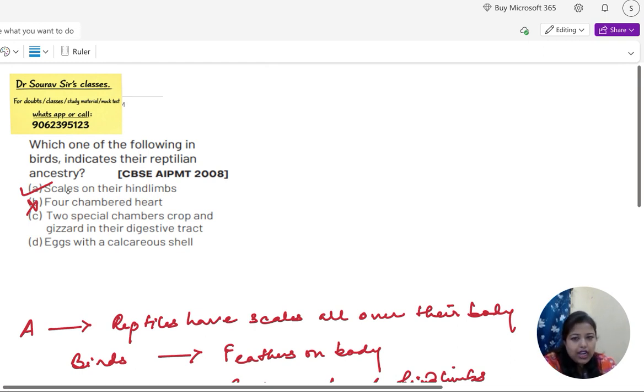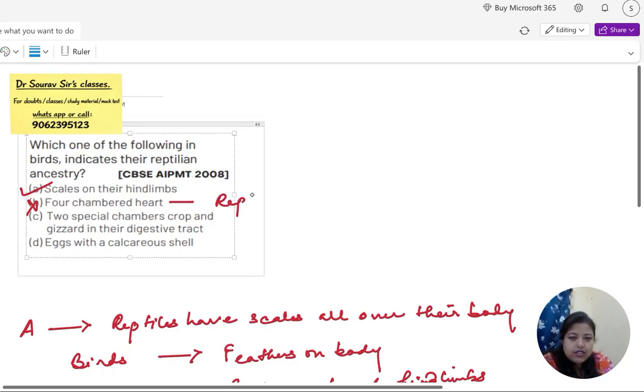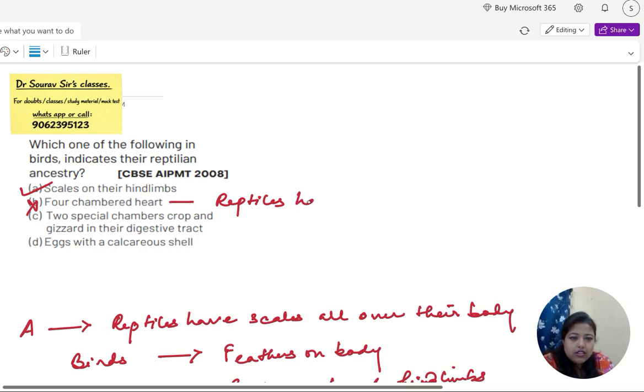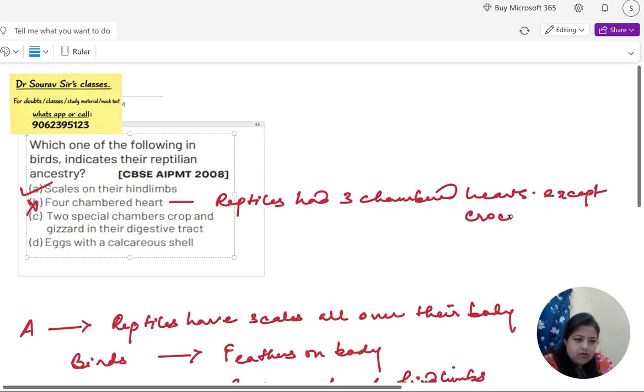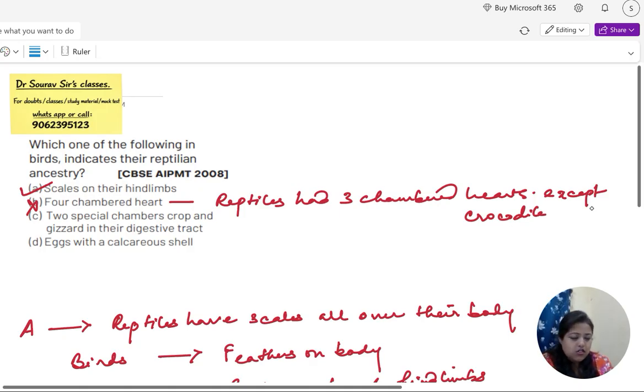Except crocodile, all the reptiles had 3-chambered hearts. So that much we have got. Now we are expecting, since we know that birds are from reptile ancestry, there has to be some similarity. This is an advanced feature and it's not ancestral at all. Advanced feature, not ancestral, so we will cross it out.